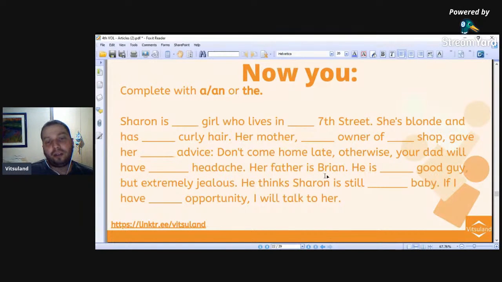Her father's Brian. He is a good guy, but extremely jealous. He thinks Cheryl is still a baby. If I had an opportunity, I would talk to her.